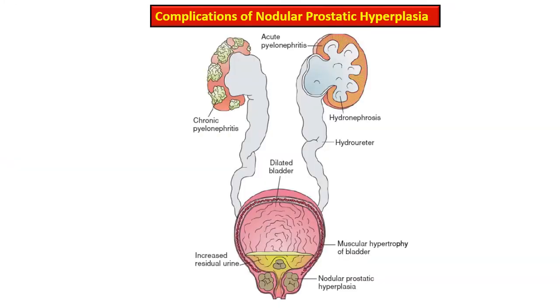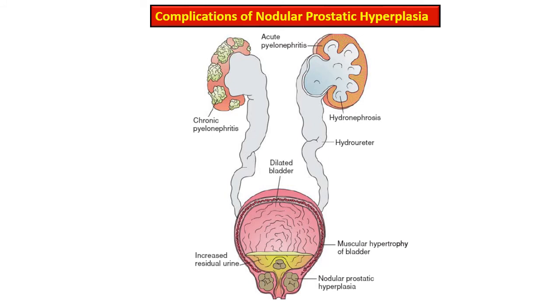This picture is summarizing the complications of nodular prostate hyperplasia. Here you can see that when the prostate is hyperplastic and nodular, it will obstruct the outflow of urine, so the urinary bladder is dilated, and as it is dilated and has to work more, there is muscular hypertrophy of the bladder, and there is also increased residual urine volume within the bladder.